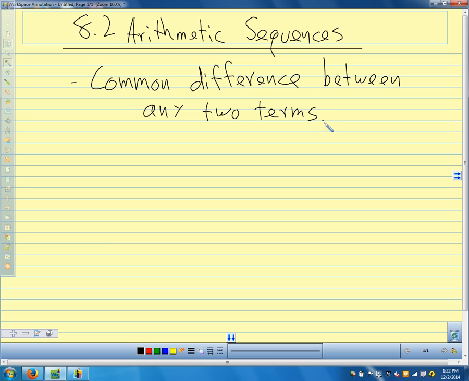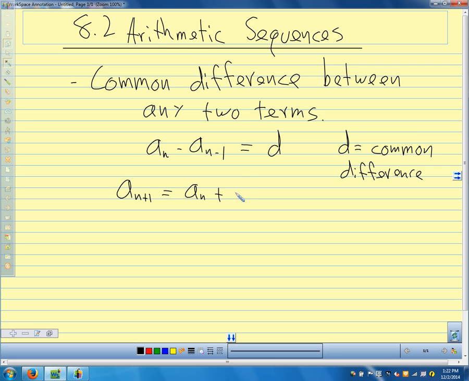So the way we write that out is a sub n minus a sub n minus 1, so one term minus the previous term, equals some constant. And d is our common difference. So we should subtract any two consecutive terms, and we always get d. The other way we could write that is, if I want the next term in my sequence, I add d to the previous term. So we'll just keep adding a number to our previous term to get our next term.